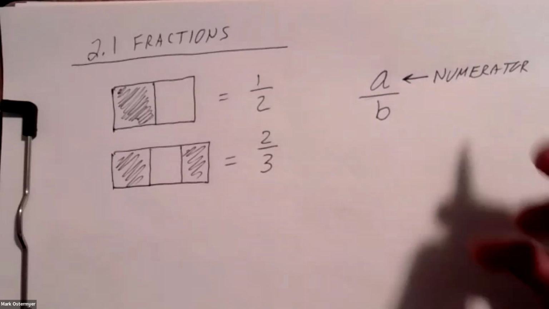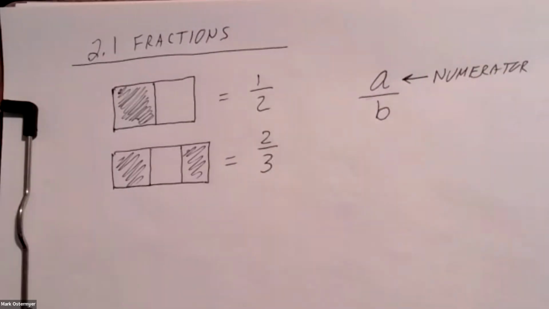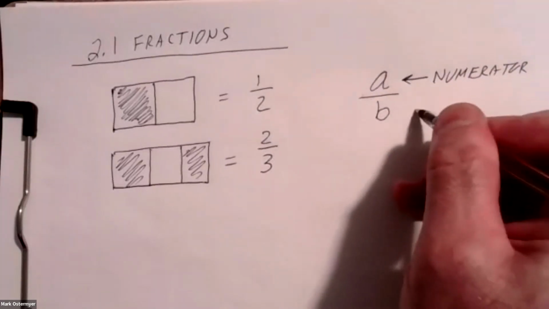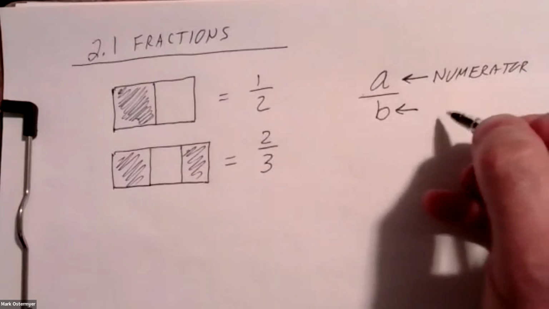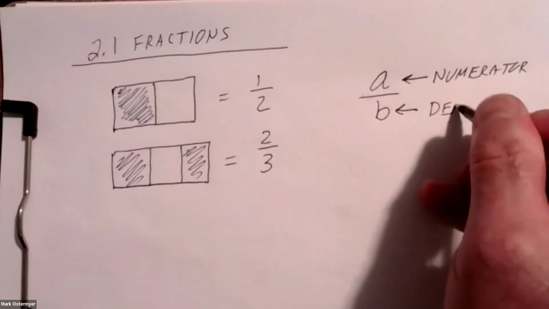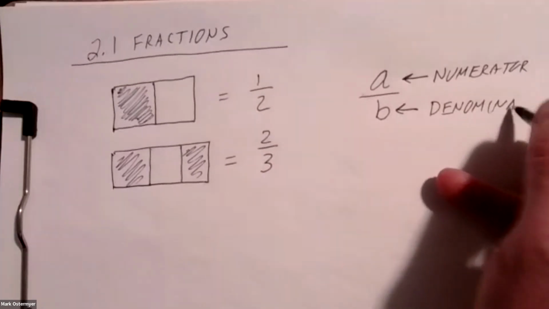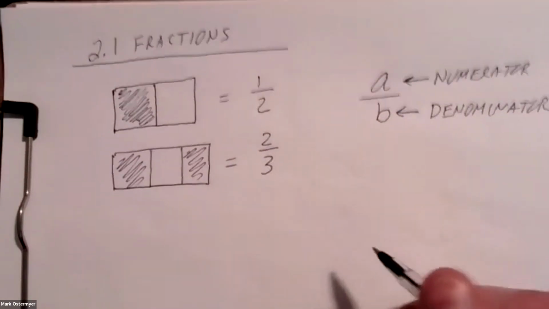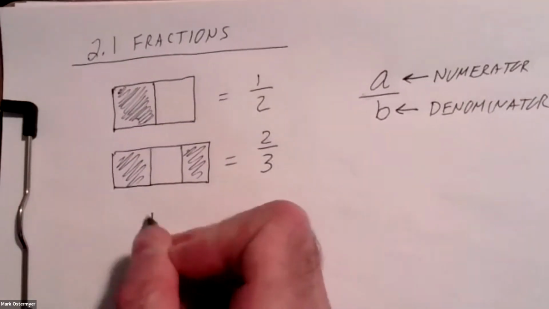Okay, so the number above the division bar is the numerator. The number below the division bar is called the denominator of the fraction. All right, now you can have two types of fractions.